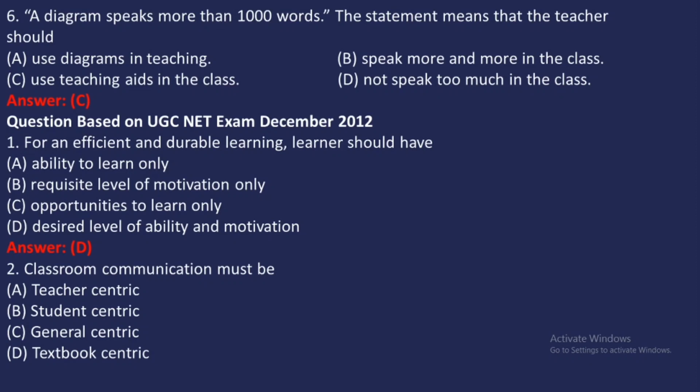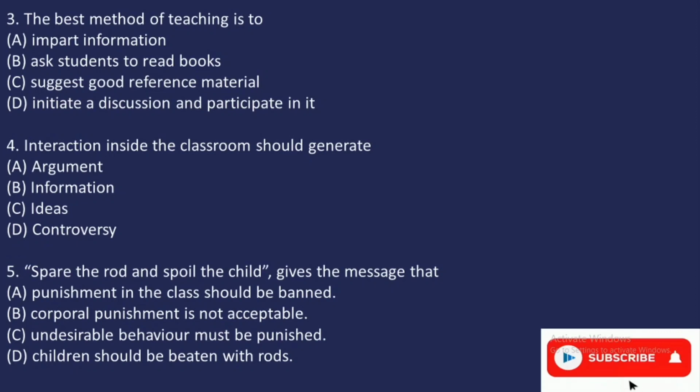The classroom communication must be teacher-centric, student-centric, general-centric or textbook-centric. Here it is student-centric. The best method of teaching is to impart information, ask students to read books, suggest good reference material, initiate a discussion and participate in it. Here the right option is option D, that is initiate a discussion and participate in it.